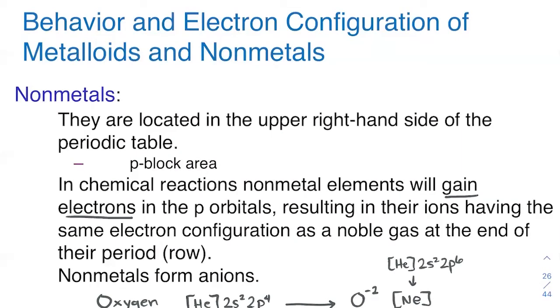We can think about iodine. Iodine has an electron configuration of krypton 5s2 4d10 5p5. It will become iodine -1 so that it can become the same electron configuration as xenon, the 5p6. So again, stability in all of those aspects, reaching a noble gas configuration.